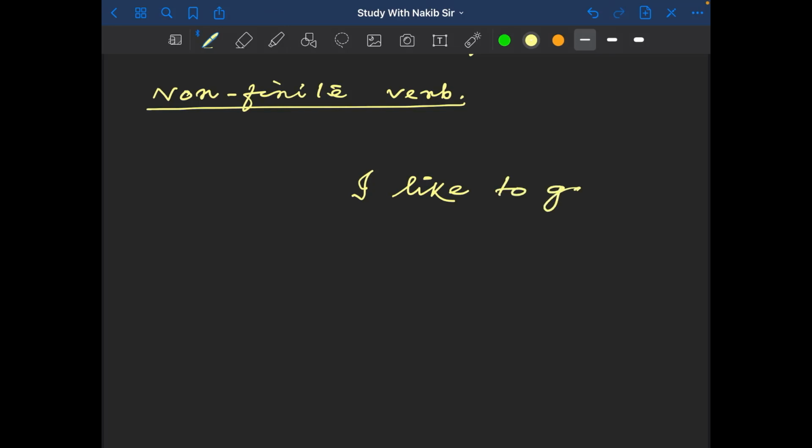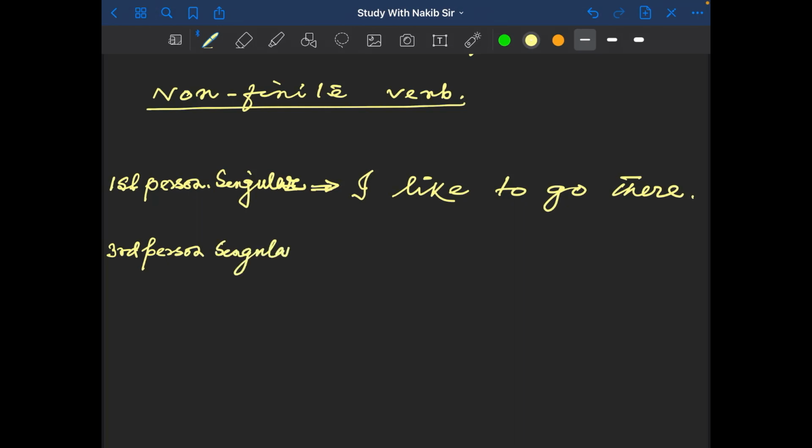I like to go there. Here the subject is first person and singular number. Now I will change the subject to third person singular number. He. And see, this verb will change immediately. He likes to go there.